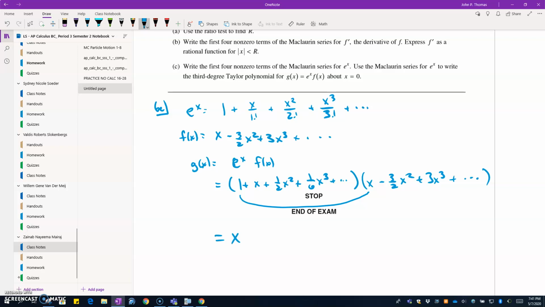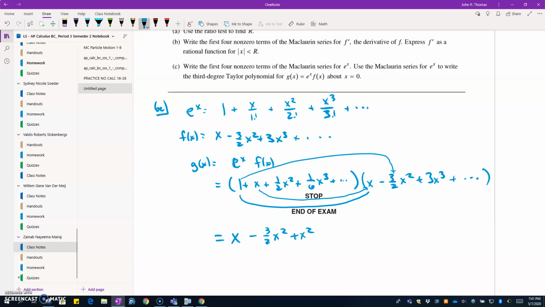That gives me x. Now I'm going to look and see what x squareds I have, because there's no other way to get an x out of this. So I'm going to take 1 times that term, so minus 3/2 x squared. I can also take this x times this x, and that would be a plus x squared. Now, no matter how else I do this, there's no other way to get an x squared term, because every other term would be higher degree than that.